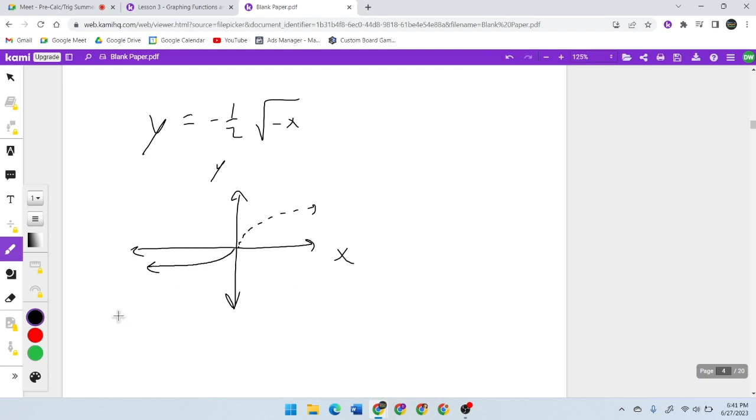And by the way, if you want to do the opposite order, if you want to do the y-axis reflection first and then the x-axis reflection, you'll get the same exact answer. So you can practice with that if you'd like.